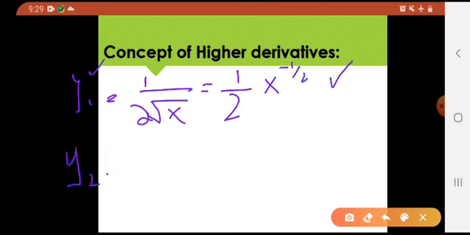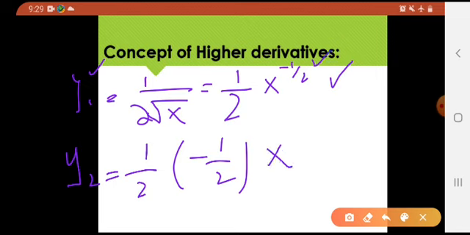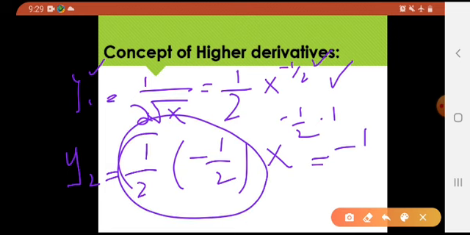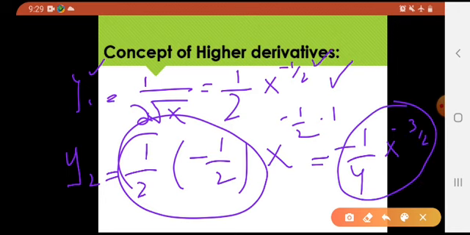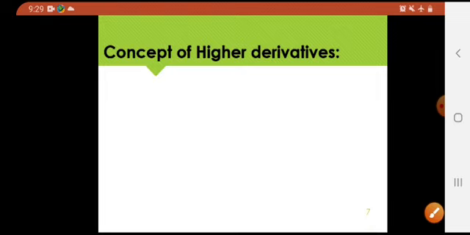I have to find y2, so I will be taking derivative on both sides once again. So it would be 1 over 2 into the power, like power rule लगेगा यहाँ पे जाहिर है, into power minus 1. So let us check what is the answer. What is it? Minus 1 divided by 4 into x raised to the power minus 3 divided by 2. This is the answer of y2. Clear? So that is what higher derivative means.